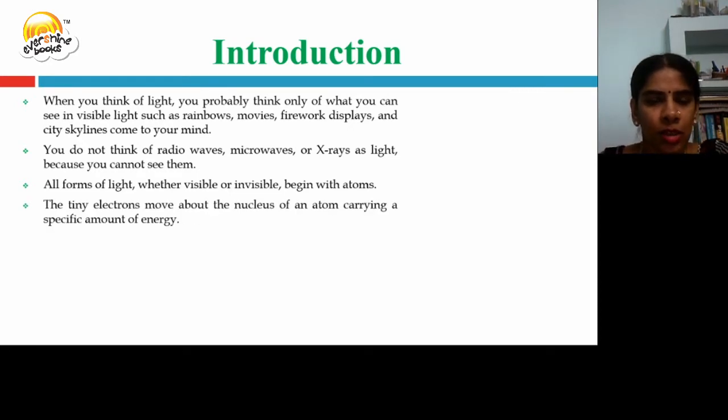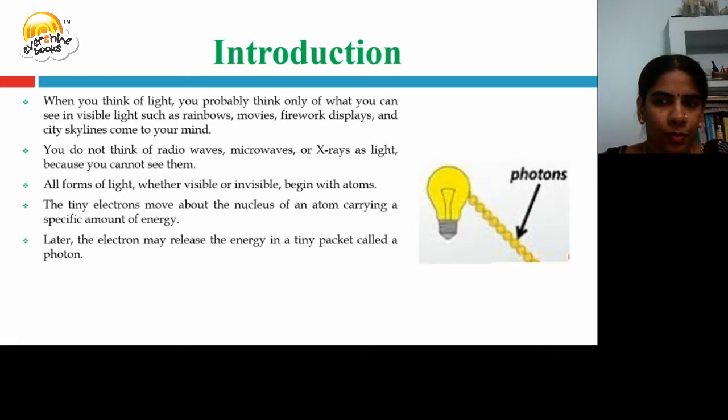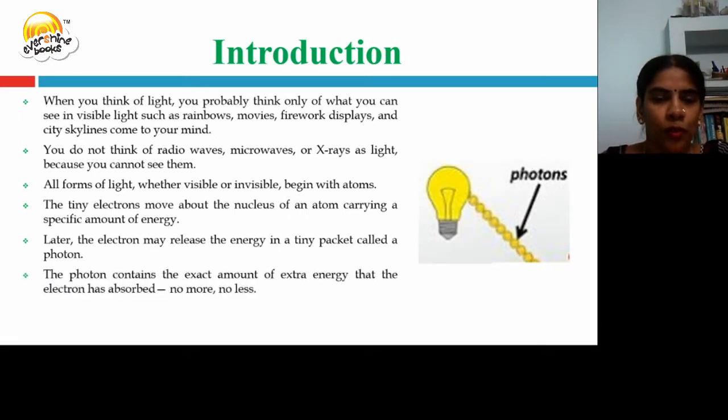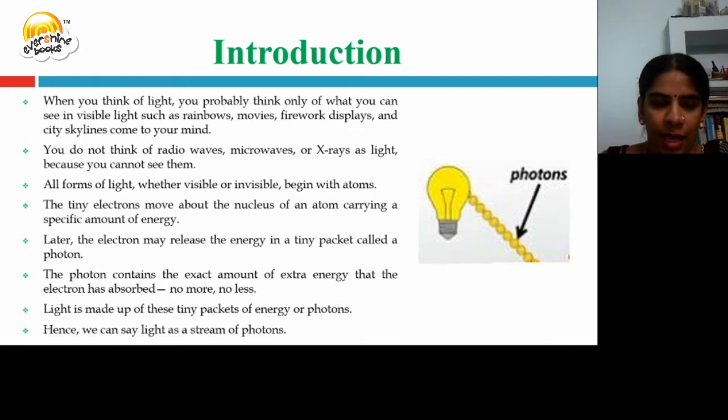The tiny electrons move about the nucleus of an atom carrying a specific amount of energy. Later, the electron may release the energy in a tiny packet called a photon. The photon contains the exact amount of extra energy that the electron has absorbed. Light is made up of these tiny packets of energy called photons. We say light is a stream of photons.